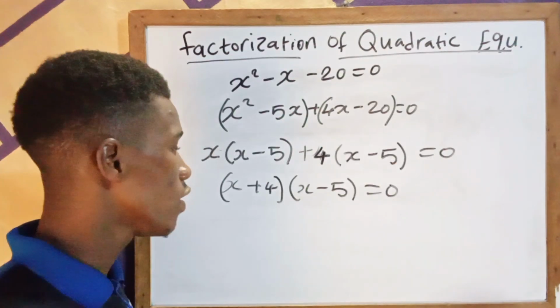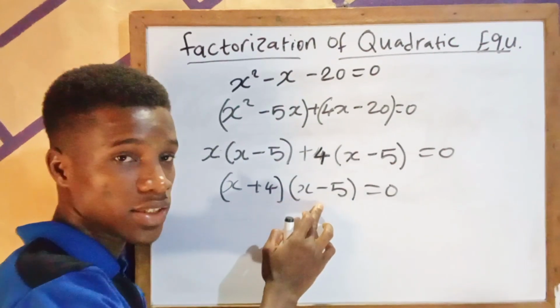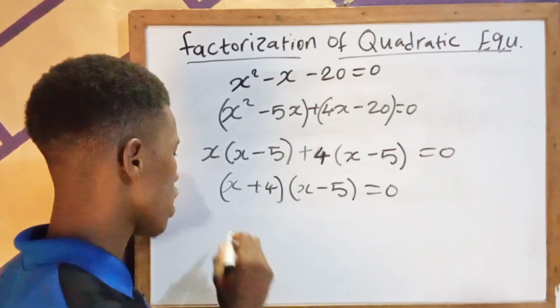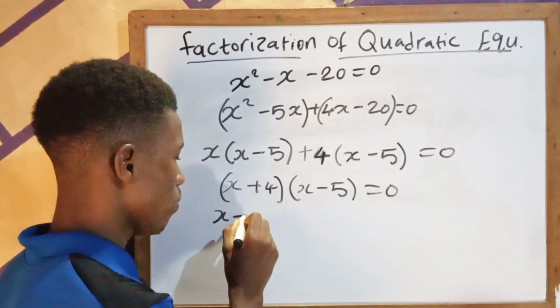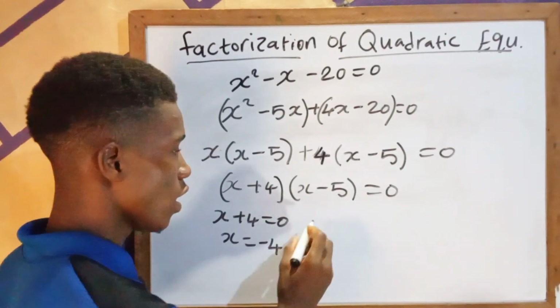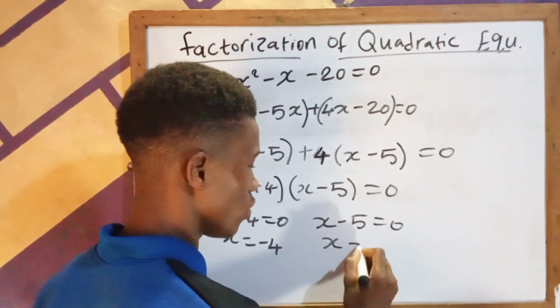So from here we see that we can easily equate this, because if the product of two things is 0, either this one is 0 or this one is 0. So we equate both of them to 0. We have x plus 4 equal to 0, so that x equals minus 4. Then x minus 5 equal to 0, so we have that x equals 5.